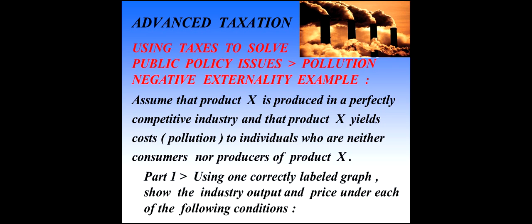Well, in part one, in trying to solve this, what we need to do is use a correctly labeled graph that shows the industry output and price under each of the following conditions. Now, at the outset, that sounds like a supply and demand graph, and it's not, but it's very close to that. So here's one of the concepts that we can take and leverage, meaning the supply and demand concept, to solve and illustrate an answer to this problem.